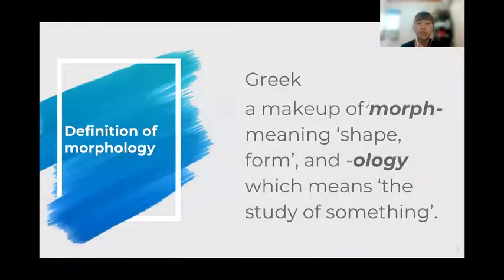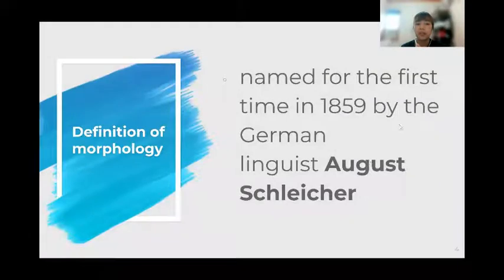First, we define morphology. It comes from Greek origins, which is a combination of morph, meaning shape or form, and ology, which means the study of something. Morphology was named for the first time in 1859 by the German linguist August Schleicher.